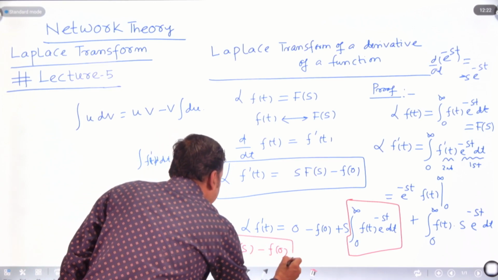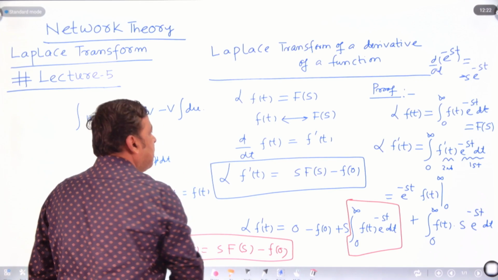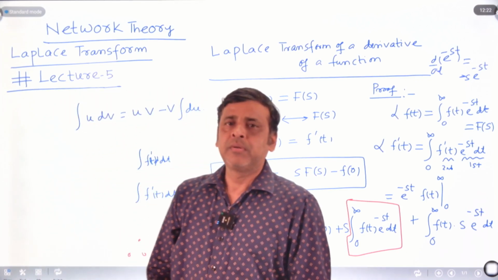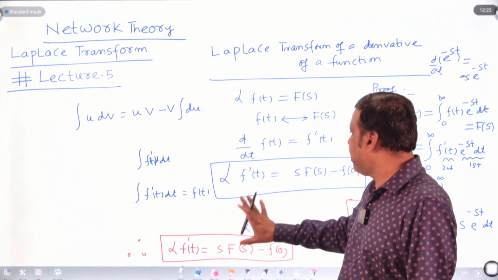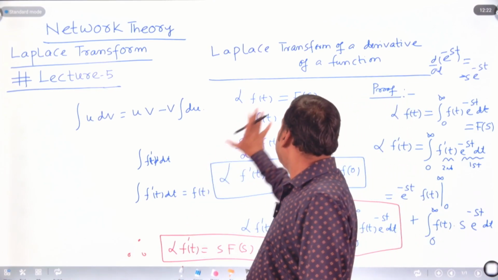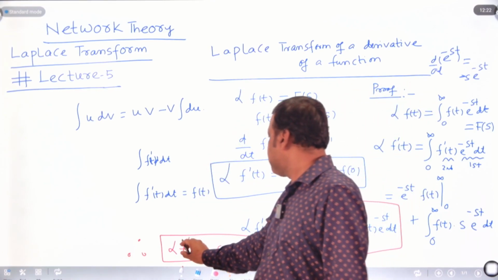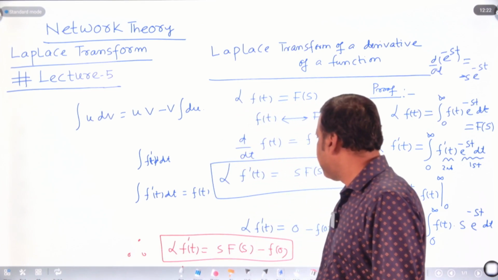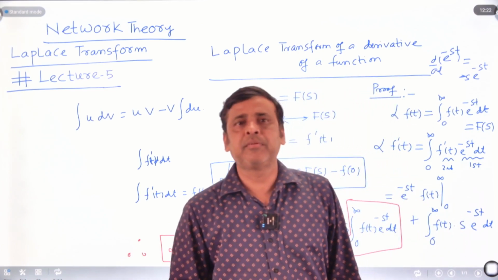This is all about the Laplace transform of derivative of functions. So the Laplace transform of any function f of t is f of s, and the Laplace transform of the derivative function f dash t is s f of s minus f of 0.